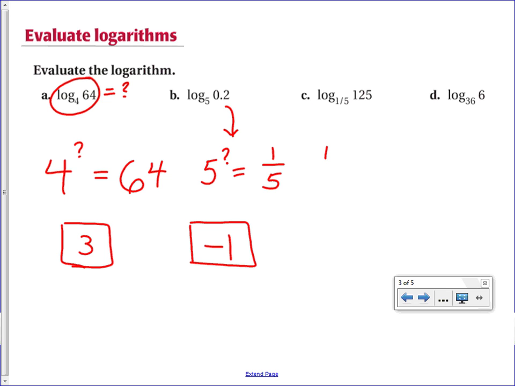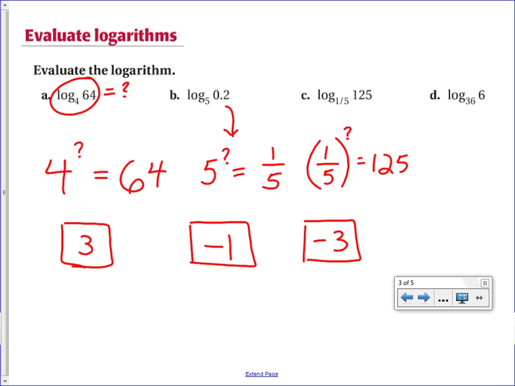In letter C, we have log base 1/5. So our base is 1/5. Our exponent's a question mark. That's going to come out to 125. So somehow I'm going to have to flip that 1/5 so that the 5 comes up top, and then do some exponent so that it equals 125. Well, you might have recognized by now that 5 times 5 times 5 is 125. But how can we get that 5 to be up on top? We're going to have to make that exponent negative. So it's going to be negative 3, because 5 times 5 times 5 is 125.